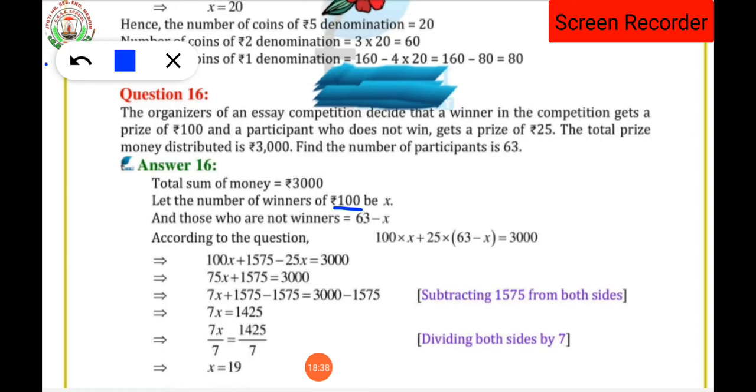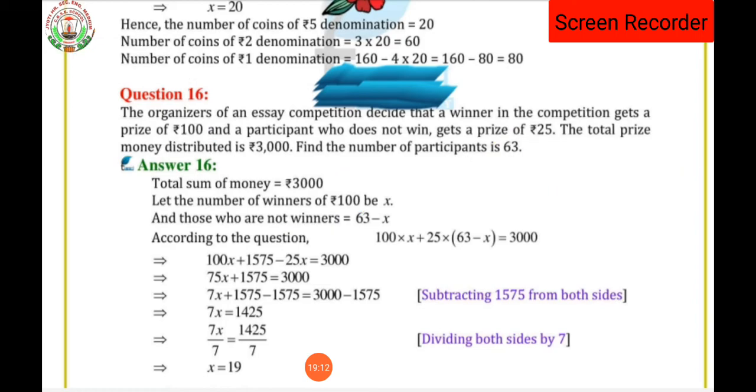So here the sum of money is 3000. Let the number of winners of rupees 100, that means the winners who are going to win the prize of 100 rupees, be x. So those who are not going to win are 63 minus x. Why 63 minus x? Because the number of participants is 63. If x people win, how many will be left? That will be 63 minus x. That's why those who are not winners are 63 minus x.